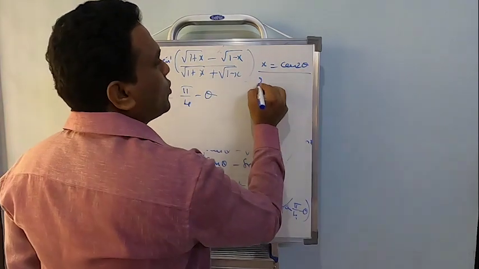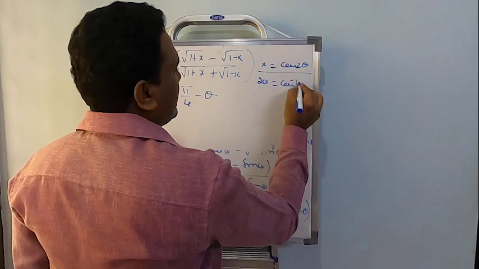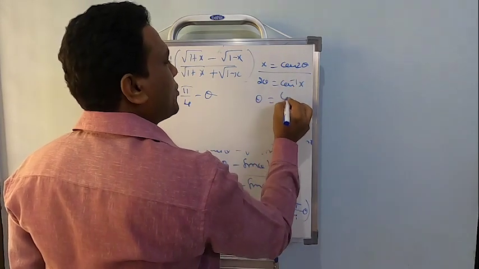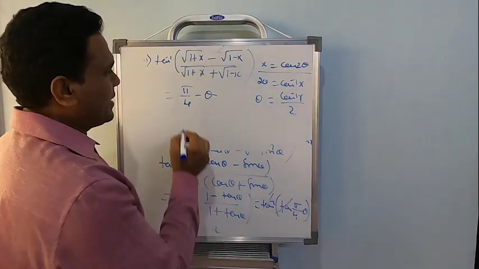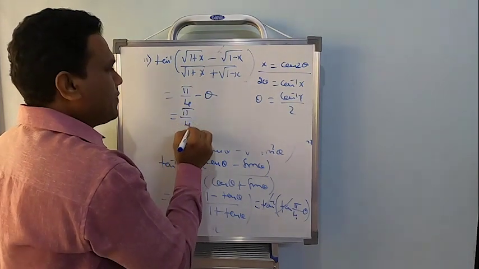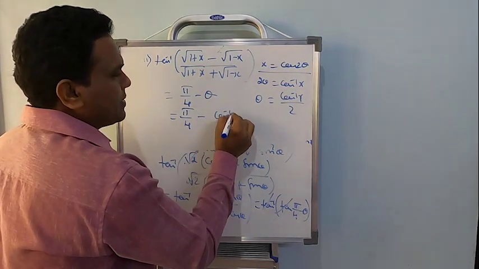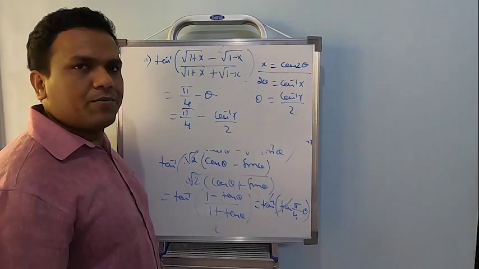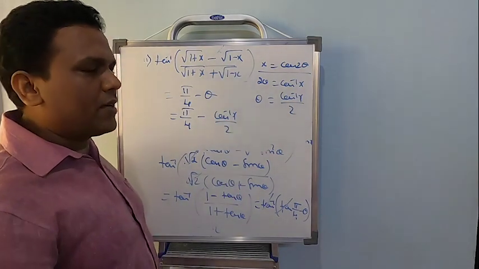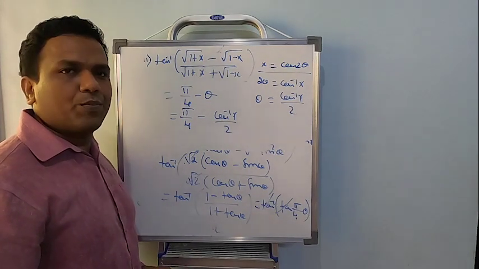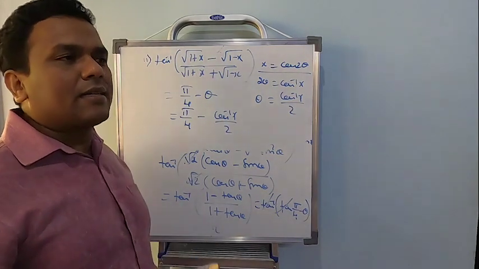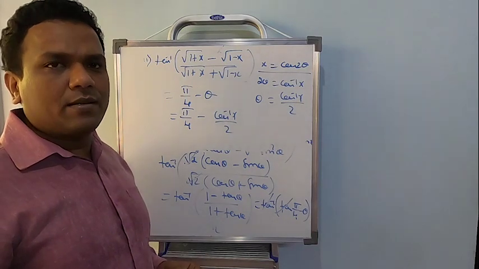So using this, 2 theta equal to cos inverse x, or theta equal to cos inverse x by 2. Substitute for the value of theta here. So pi by 4 minus theta, theta is cos inverse x by 2. Not difficult, students. One hint is enough to solve the whole problem. Simplification anybody can do. That spark, that hint is most important for us.